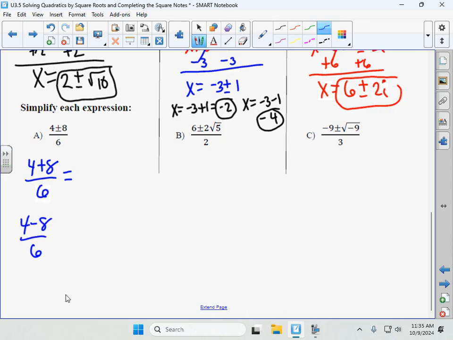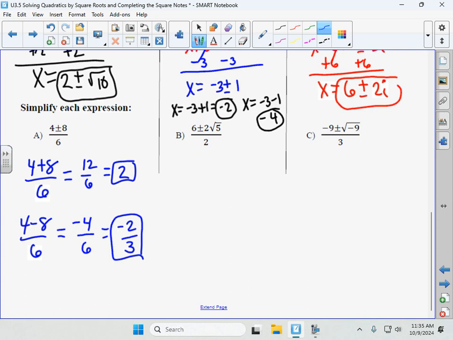So 4 plus 8 is 12 over 6, which is 2. Okay, and then 4 minus 8 is negative 4 over 6, and then that can simplify to negative 2/3. Right, so we get these 2 different answers when you don't have any radicals or i's in the problem. You actually have to add and subtract the 2 numbers on top and then divide by 6.